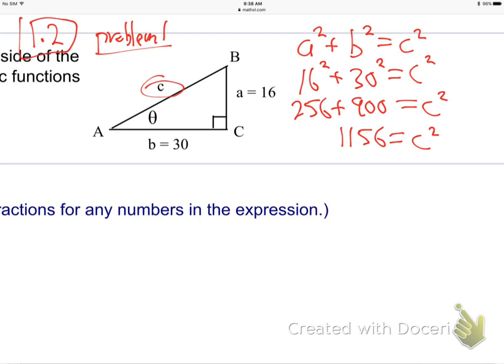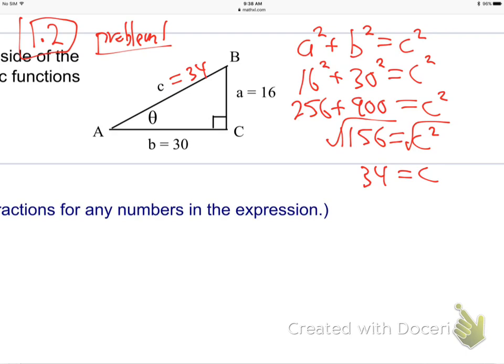Is the square root of 1156 clean? I don't know. I'll hit my calculator here. 34. Oh yeah, it is. It's 34, so I just rooted it right there at the end. That okay? I just did the square root. That's what you do to turn c squared into regular c: you do the root of both sides. That made it 34. So C is 34.